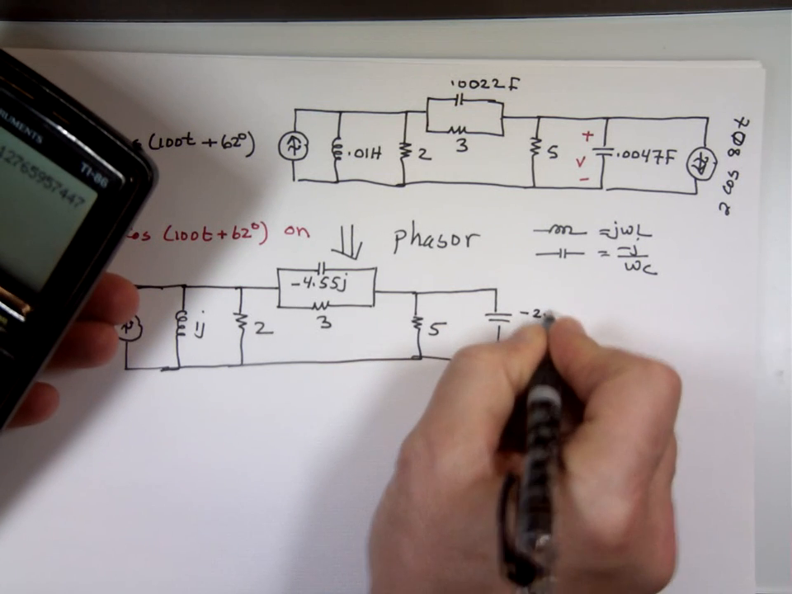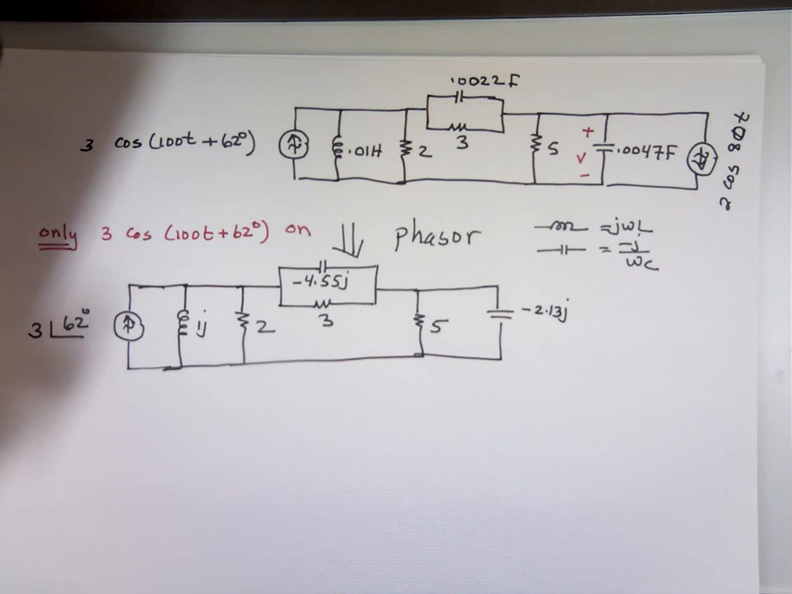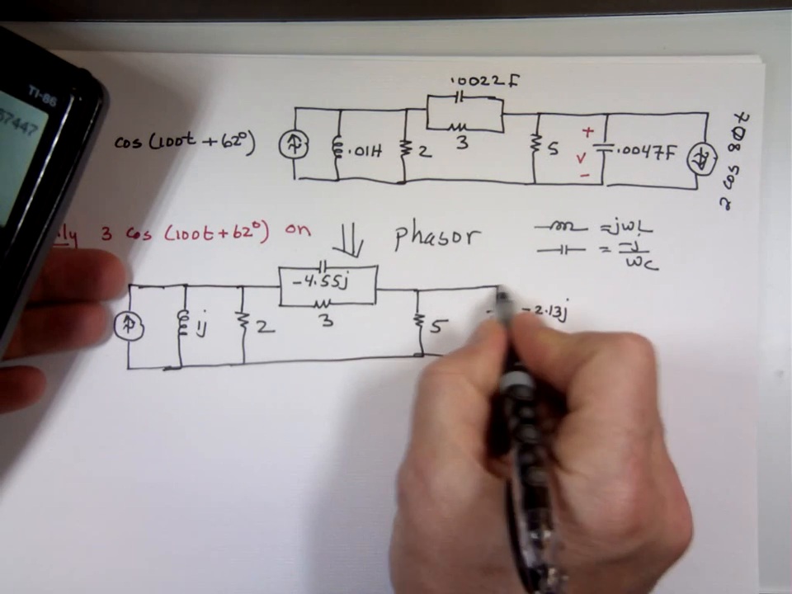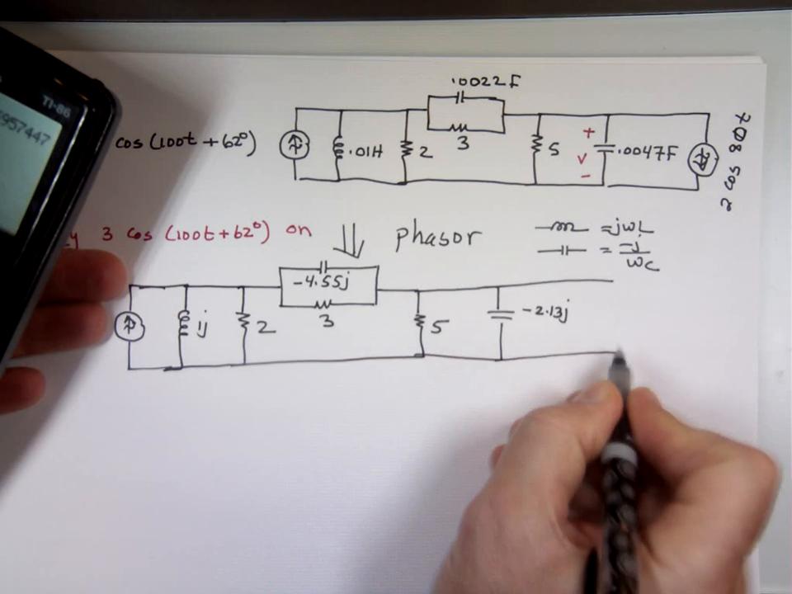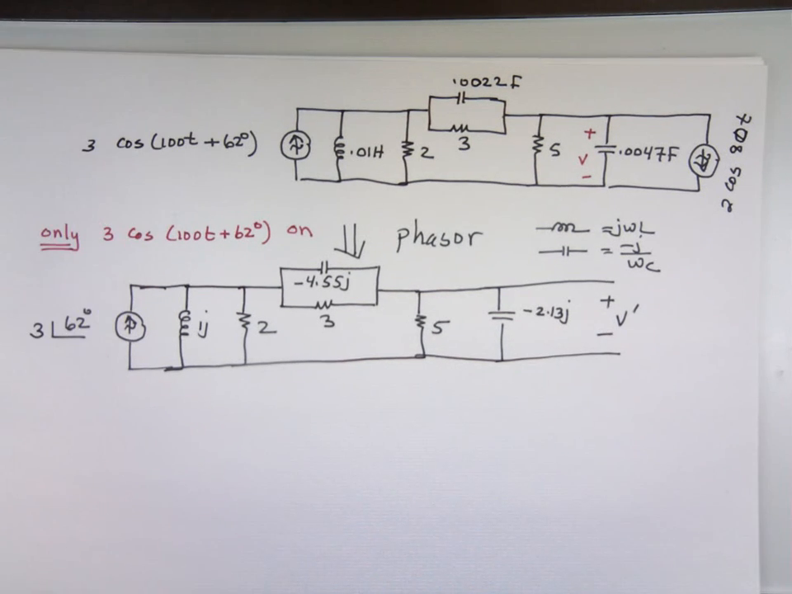And what happens to that source? It's a current source. So how do you kill a current source? Open. So that's the voltage due to source 1, we'll call it V bar. And now I've got to solve this.